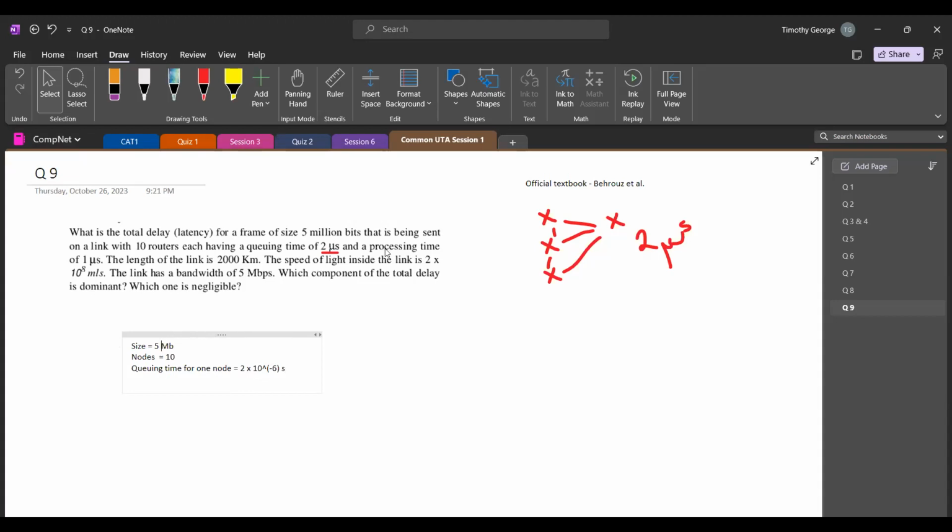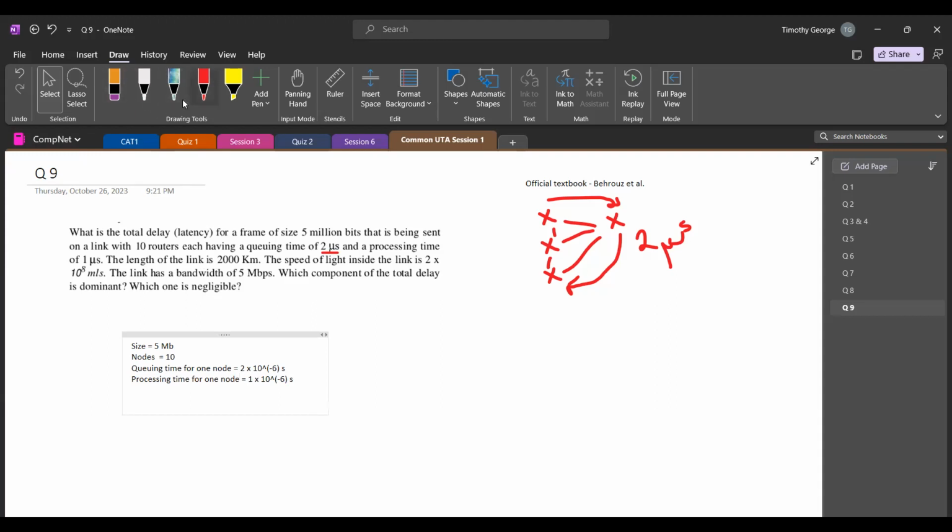And again, a processing time of 1 microsecond. Like the queuing time, processing time is at one node. When a node receives a packet, how much time does it take to process it before it can be sent to the next one? That's processing time. You are given 1 microsecond, so 1 x 10 raised to minus 6 seconds, again for one node.